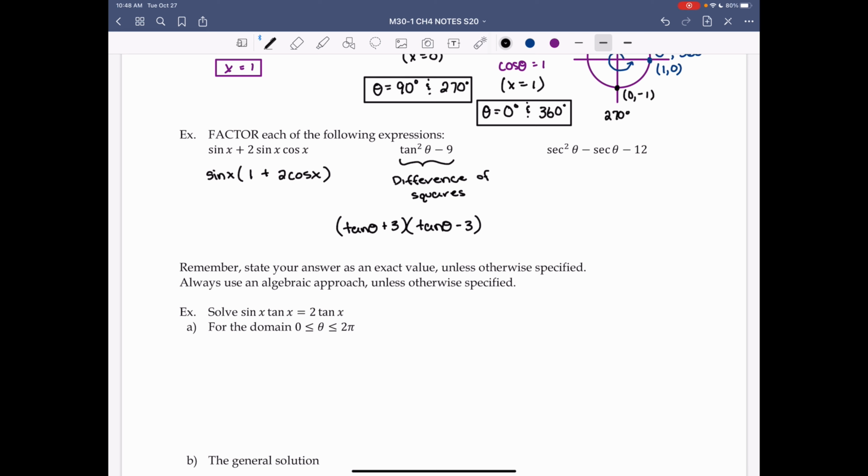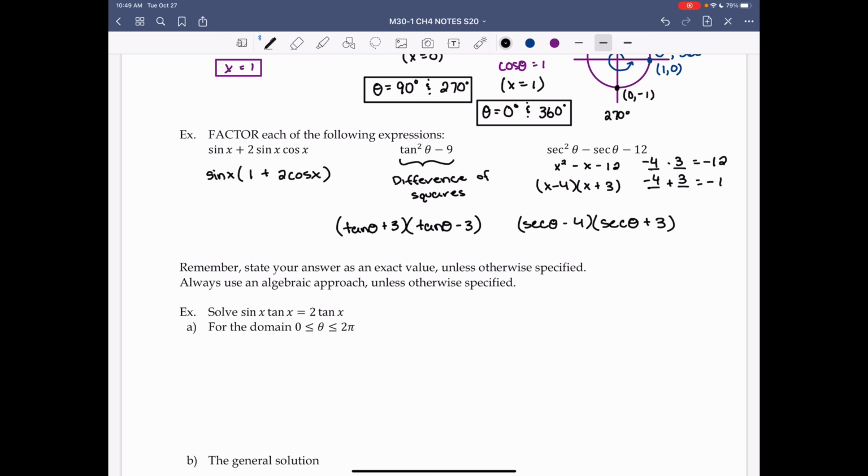And then secant squared theta minus secant theta minus 12. Think of this like x squared minus x minus 12. It's a basic trinomial. We want two numbers that multiply to negative 12 and add to negative 1. That would be negative 4 and 3. So then it would factor to (x minus 4) and (x plus 3). And then we replace the x's with secant. So (secant theta minus 4) and (secant theta plus 3).